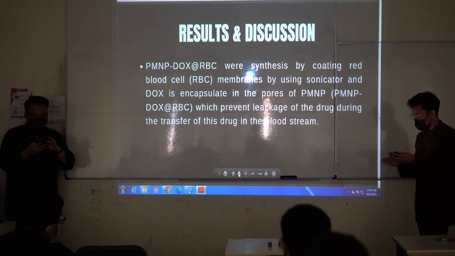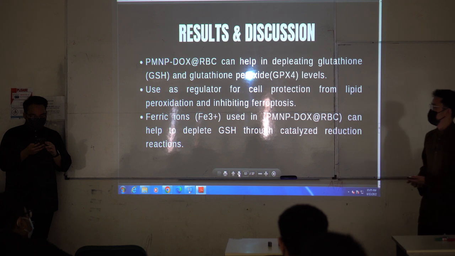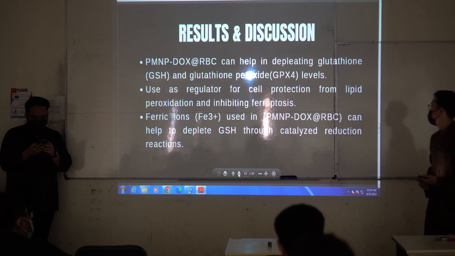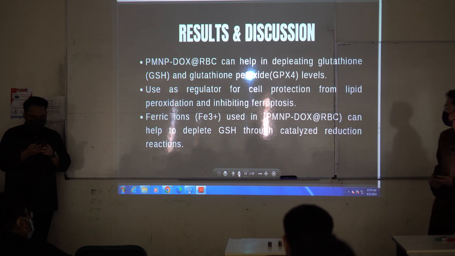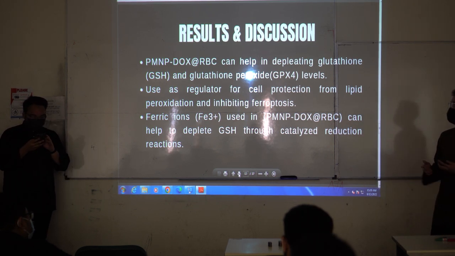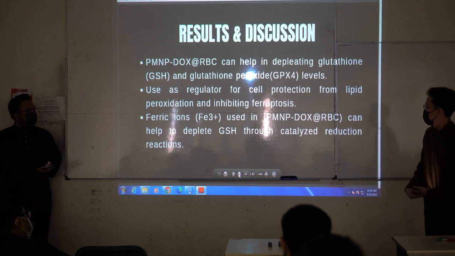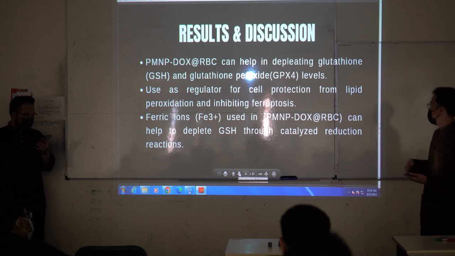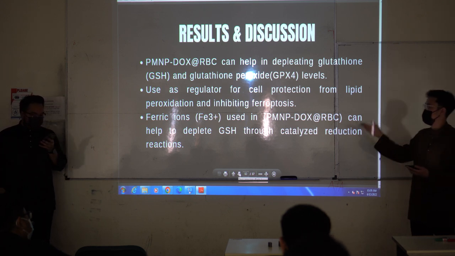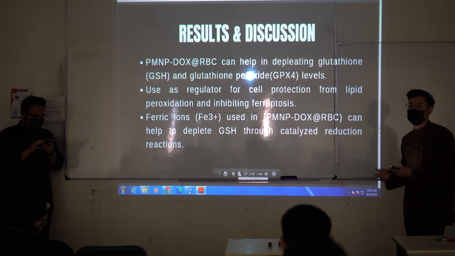Next. The main importance of the use of this MOF, PNNP-DOX@RBC, is that it can help in depleting glutathione, GSH, and glutathione peroxidase levels, both of which are substances used as regulators for cell protection from lipid peroxide and are inhibiting ferroptosis. As Akhmal said before, it is important for us to reduce GSH in order for ferroptosis to do its job of reducing the MDR, the multi-drug resistance.